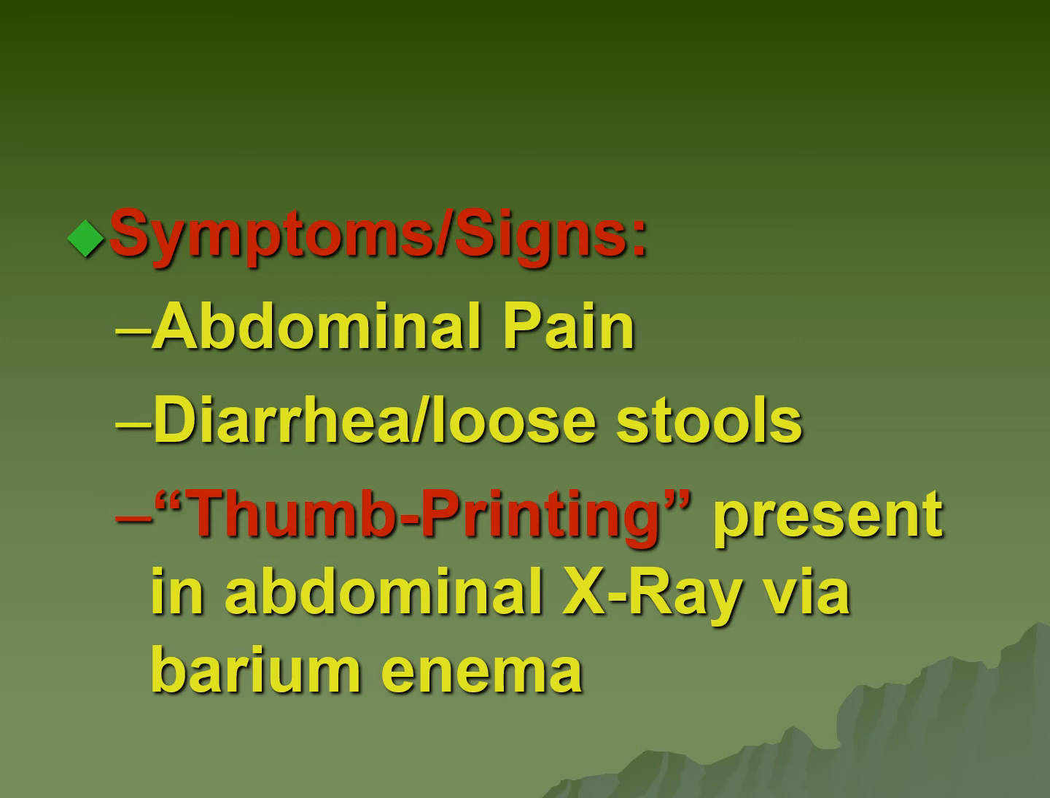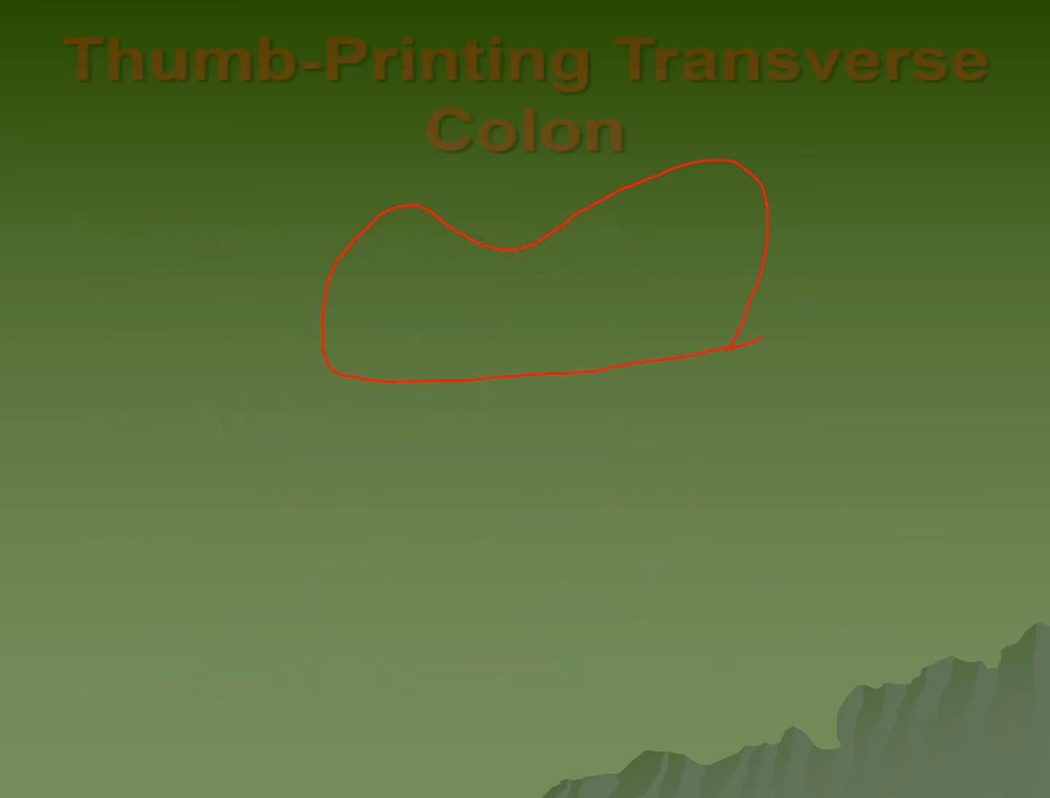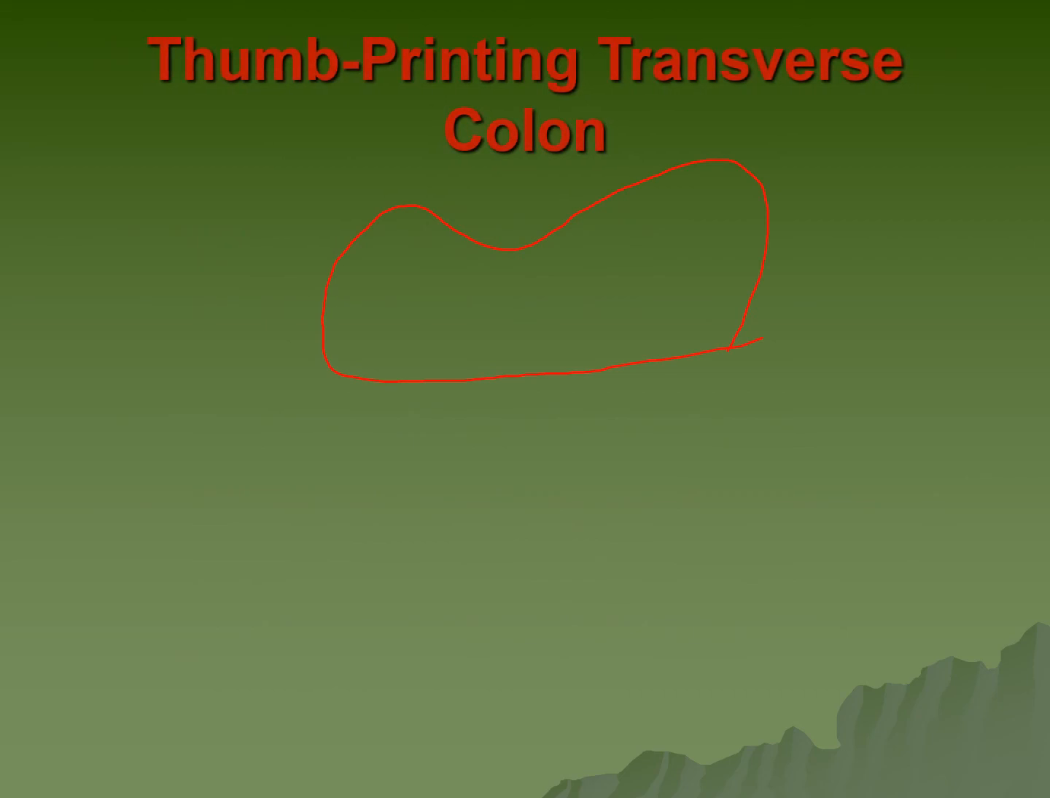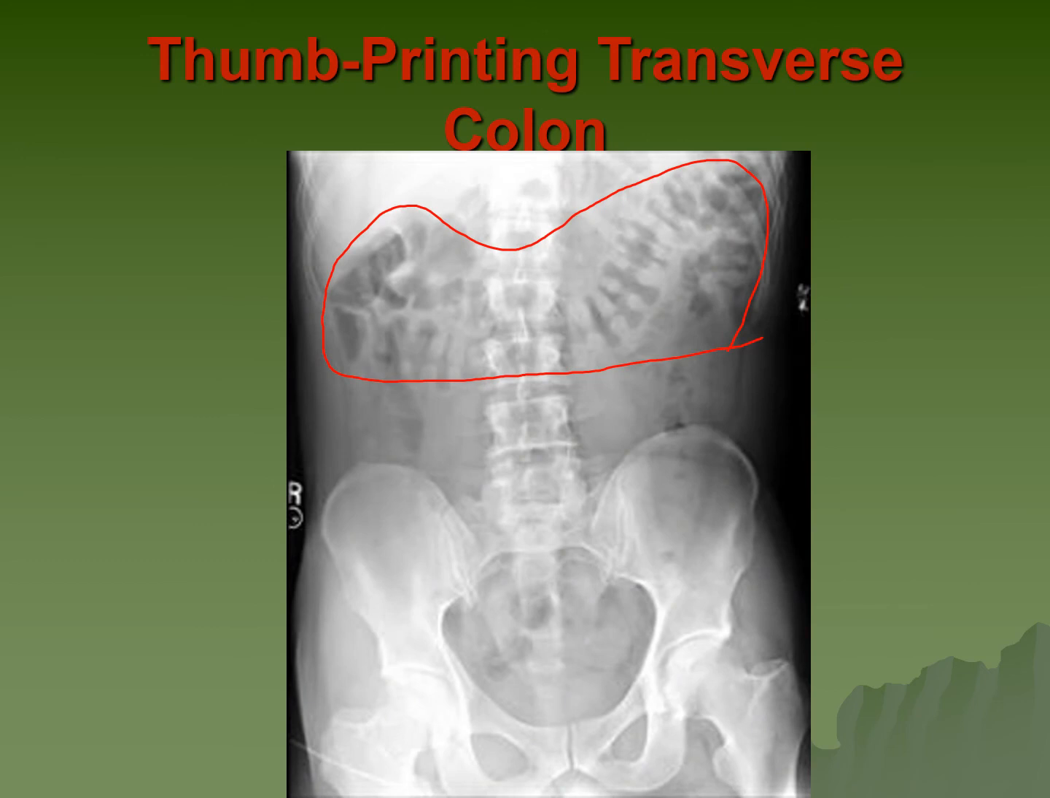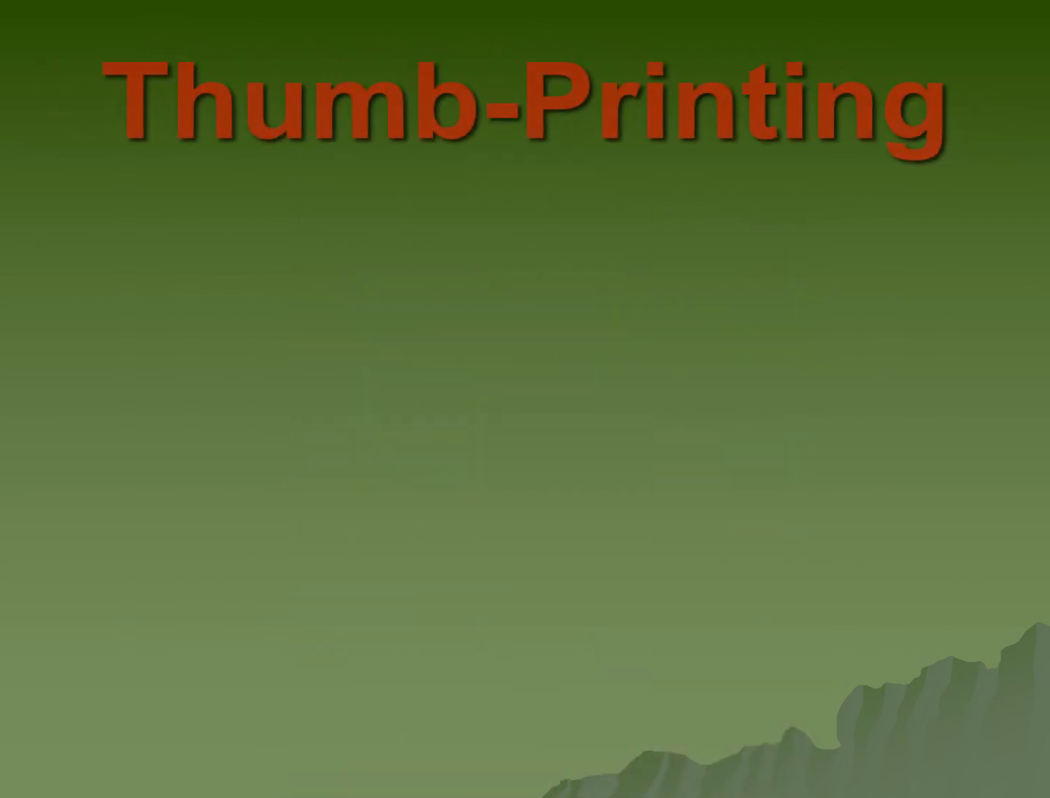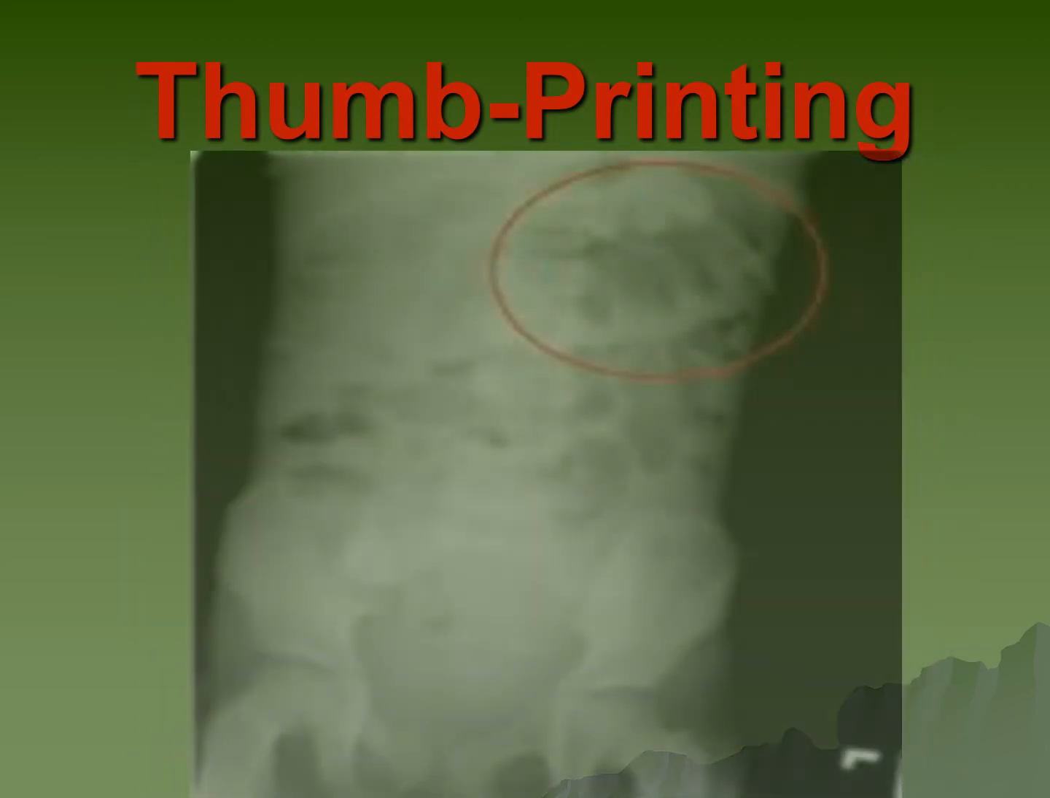Barium enema X-ray will show what's identified as thumb printing, and this is considered to be diagnostic of ischemic colitis. Here's an example of thumb printing on a transverse colon. The area has been circled for you to focus in on. Here's another example of thumb printing.